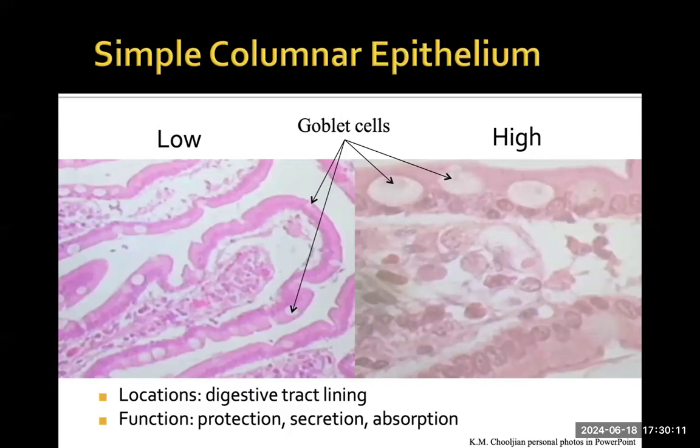What the goblet cells do is they secrete mucus. For that reason, they're going to be lining your digestive tract so that the mucus can line it and protect it. They're going to help with protection, but they also help with secretion and absorption of nutrients.